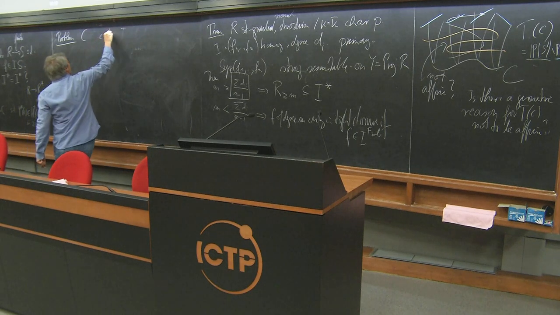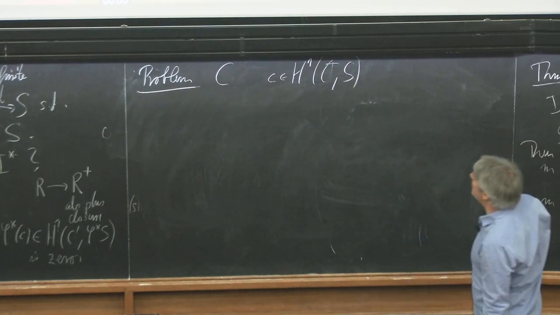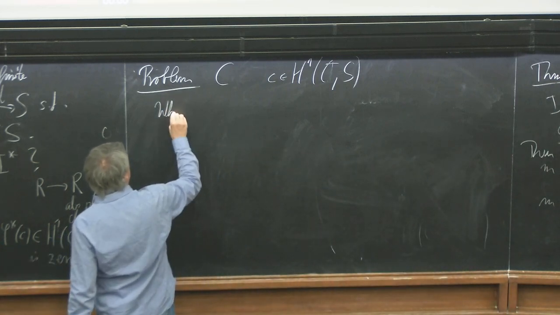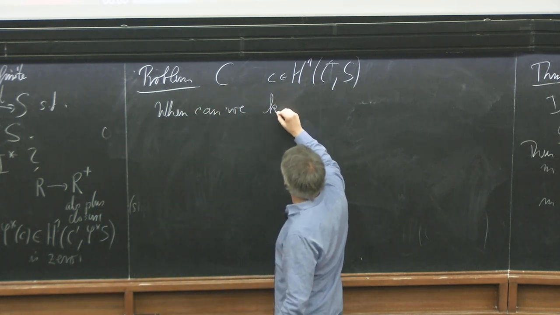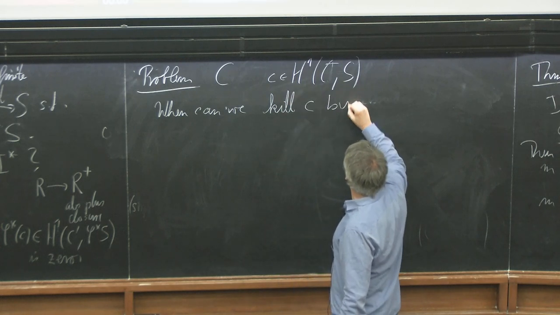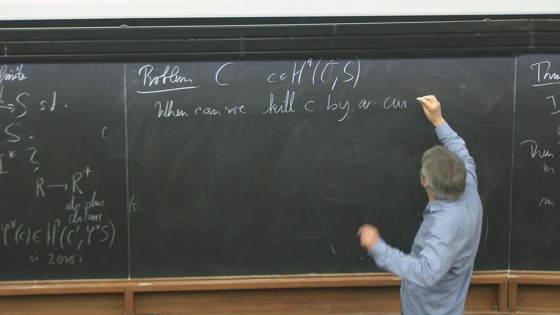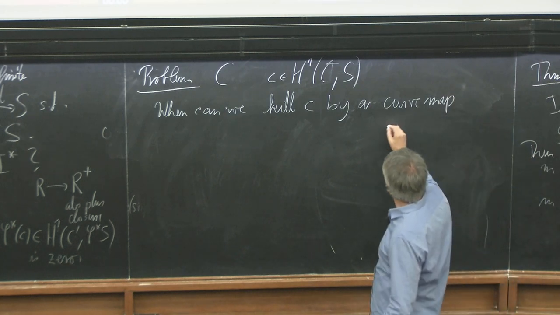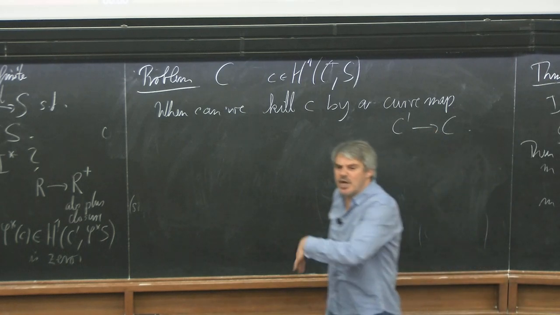So we have a locally free sheaf. We have a cohomology class of that locally free sheaf, and the question is, when can we kill the class by a curve map, of course a non-constant curve map, which is then automatically finite, C prime to C. No? And part of it is what can we kill by Frobenius, what can we kill by other stuff.